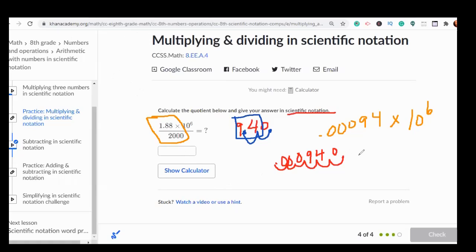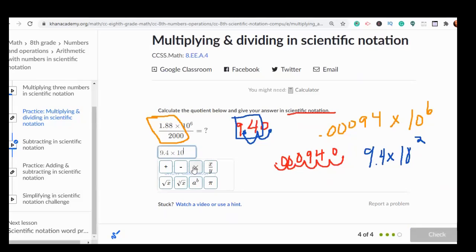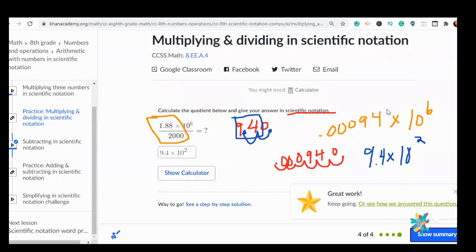Our answer is 9.4 times 10 to the 2, because we went 2 to the right. That's a positive 2. That is our answer. Hopefully you got that right, and hopefully you have a better understanding of multiplying and dividing numbers in scientific notation. Stay tuned. We're going to move on now into adding and subtracting.